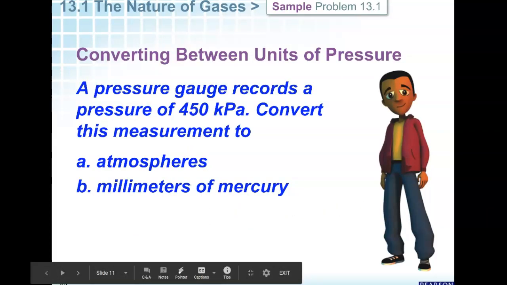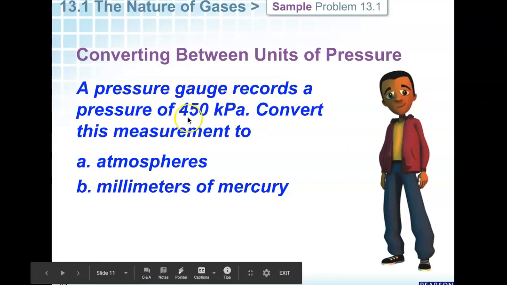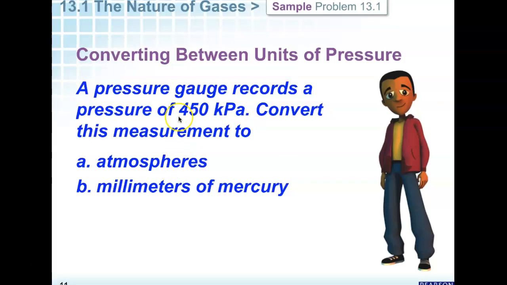So let's do some math. I can hear some of you groaning right now, but let's do some math. So you have a pressure gauge. It's going to record a pressure of 450 kilopascals. We're going to do two calculations. We're going to convert, first of all, our kilopascals to atmospheres, and then we'll do a second calculation where we're going to take the kilopascals and we'll convert to millimeters of mercury.